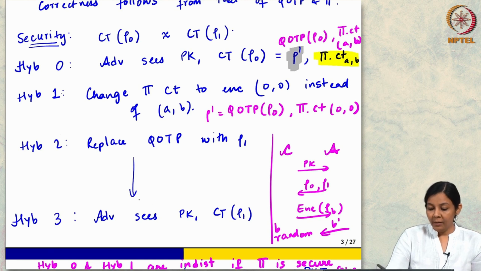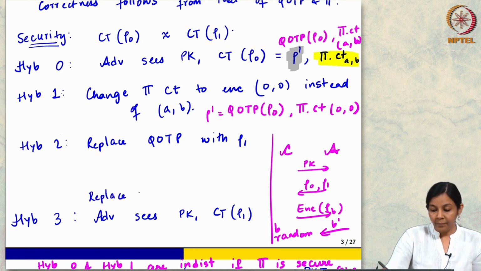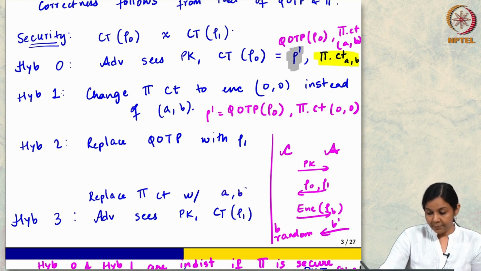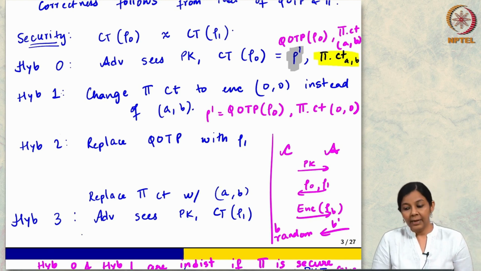Here I can replace pi CT with AB again, and this is the correct ciphertext for rho 1. Yeah, that is good.